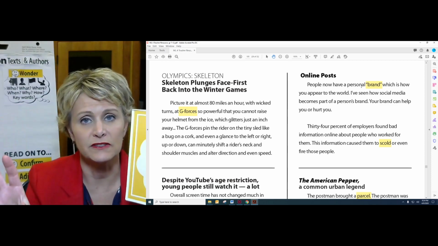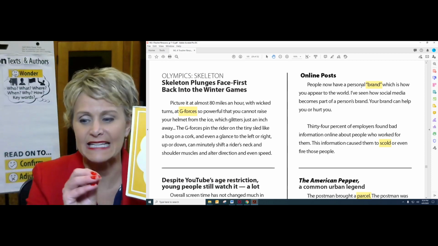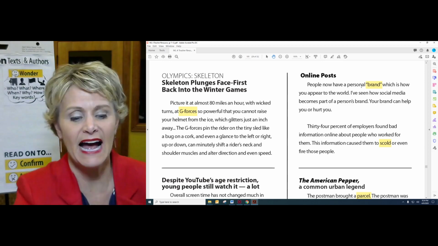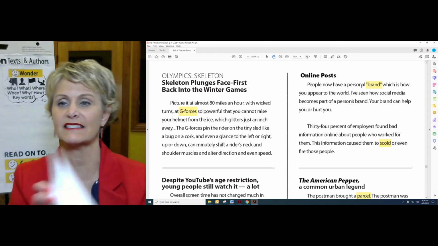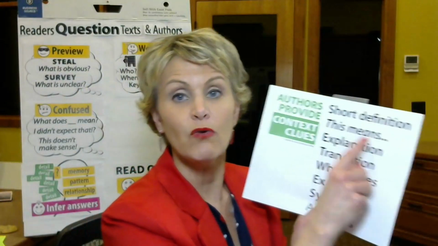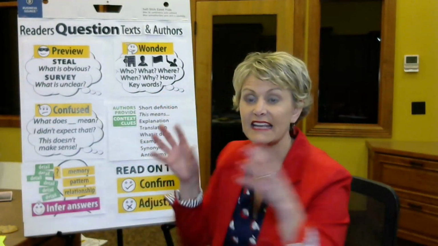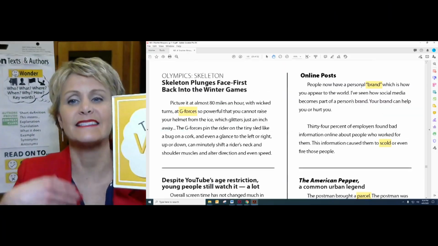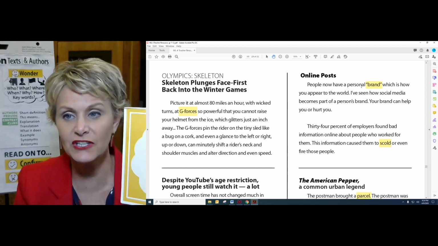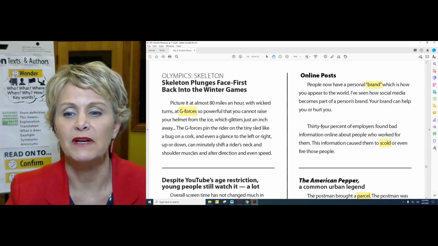There's a red flag clue, which we've got to notice: "which is." This means, which is. That's a red flag sign that here's a simple definition right after it. Good. So what does brand mean? It's how you appear to the world. Good. All right, let's drop down.